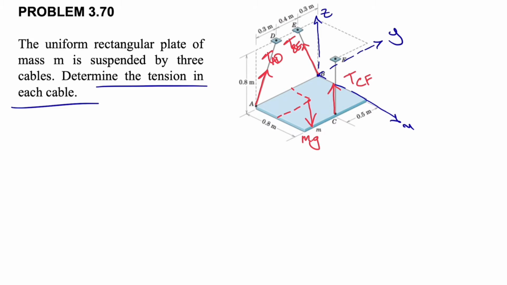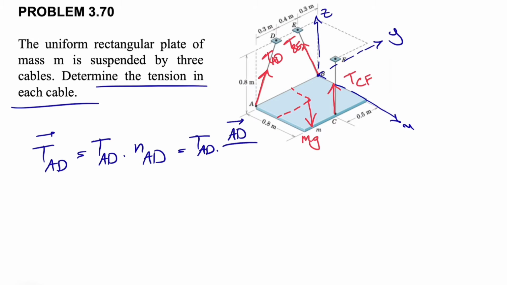Now let's start with the first tension. So we have TAD, and if we want to find TAD, we simply have to do the magnitude times the unit vector, and we covered in previous questions how to find the unit vector. All we need to do is basically the vector AD divided by its magnitude. So let's start with this.